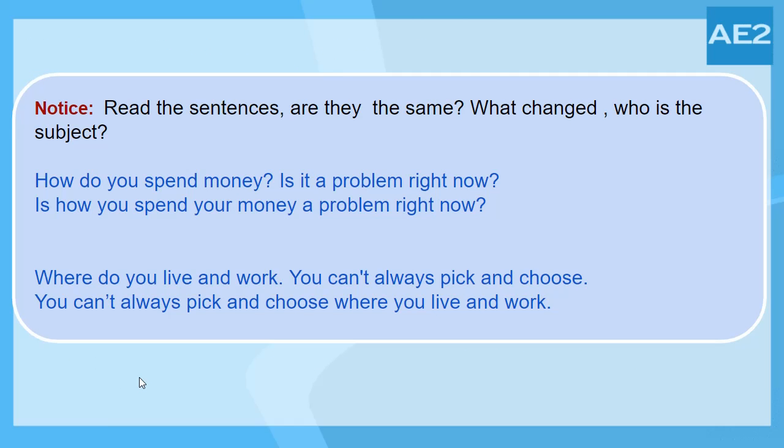So guys, I want you to read the sentences. Are these sentences the same? What changed? Who's the subject? And here we have one. How do you spend money? Is it a problem right now? Is how you spend your money a problem right now? Where do you live and work? You can always pick and choose. You can't always pick and choose where you live and work. So what do you think? Are they the same? What changed?